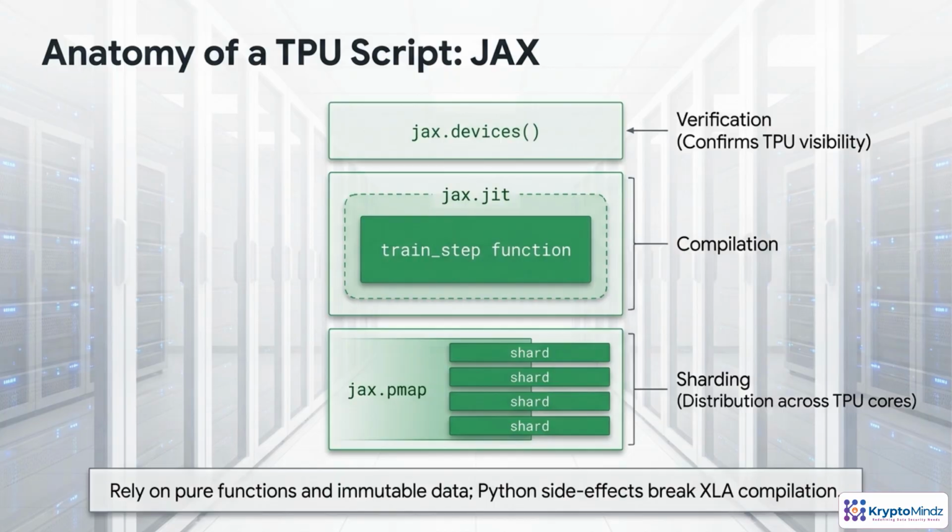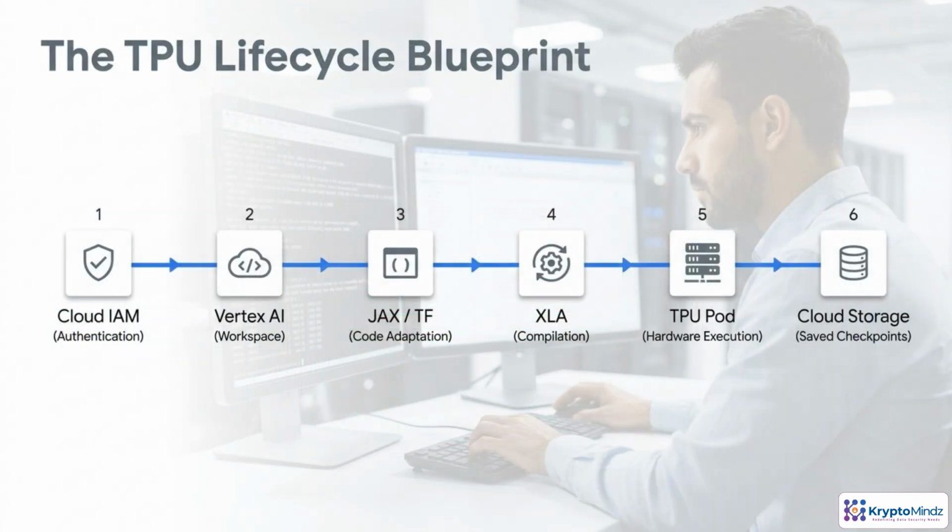With JAX on TPUs, organize your thinking into three layers. Start by calling jax.devices to confirm that TPU cores are visible. Then write a pure train step function and wrap it in jax.jit, telling XLA to compile that entire step into one optimized TPU program. Finally, apply jax.pmap to shard data and run the compiled step in parallel across cores. This pattern only works well if your code is functional. No hidden Python side effects and state updated in an immutable way.